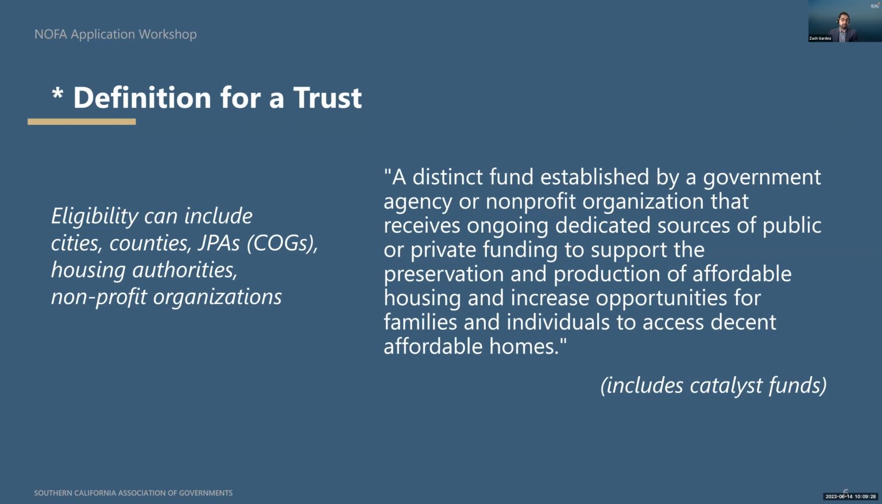So how we defined a trust for the purposes of this program: a housing trust is a distinct fund established by a government agency or nonprofit organization that receives ongoing dedicated sources of public or private funding to support the preservation and production of affordable housing and increase opportunities for families and individuals to access decent, affordable homes. That definition also works for catalyst funds. And again, eligibility does include cities, counties, JPAs, housing authorities, and nonprofit organizations.